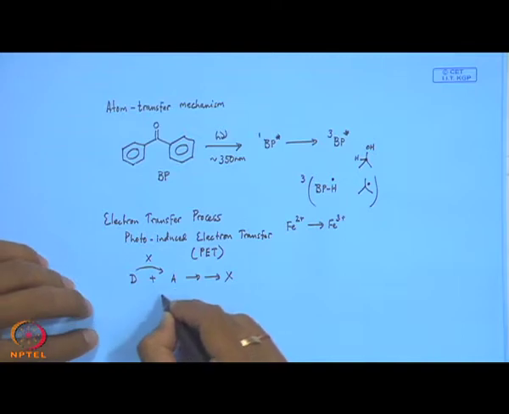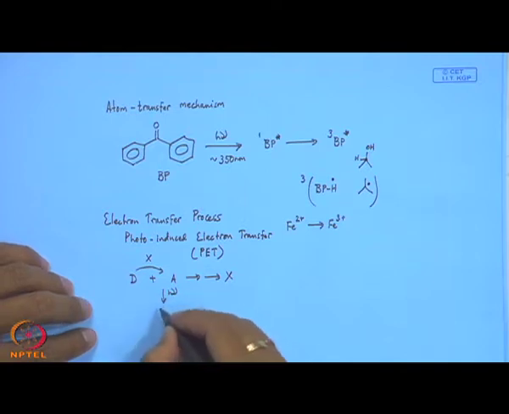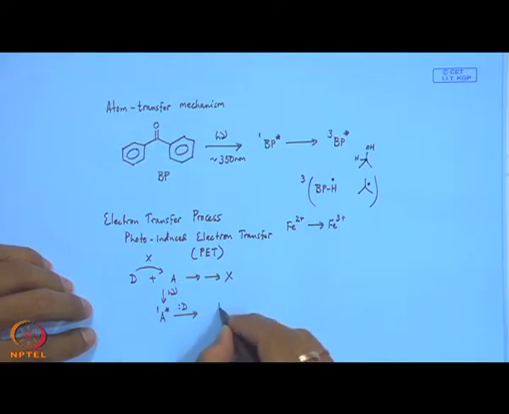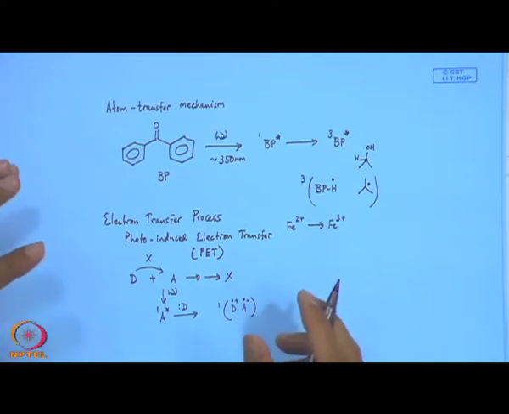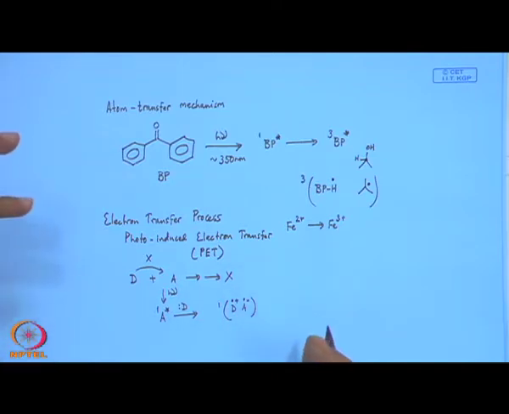So you see what is happening: here you shine radiation h nu corresponding to the acceptor frequency, so that it gets you to the acceptor star, maybe in the singlet state. Then you have the donor. The donor gives one electron to this acceptor, giving rise to a singlet state donor dot plus, acceptor dot minus. This is an intimate ion pair. An intimate ion pair means it is within the solvent cage, it is a correlated radical ion pair.